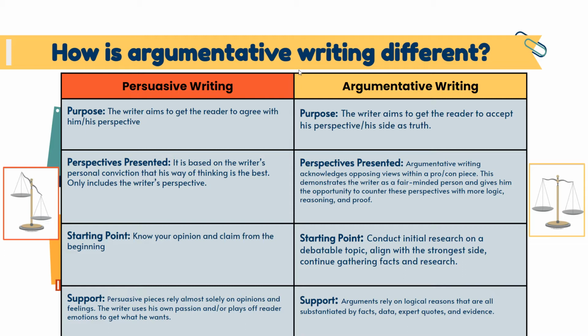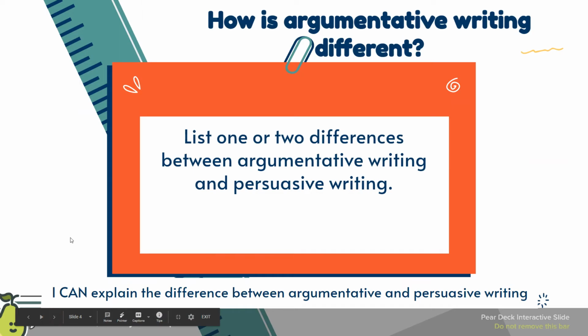The starting point of argumentative writing is conducting initial research on a debatable topic, aligning with the strongest side, continuing gathering facts and research. So an argumentative piece starts with research. The support for an argumentative essay is relying on logical reasons that are all substantiated by facts, data, expert quotes, and evidence. Now you're going to list one or two differences between argumentative and persuasive.